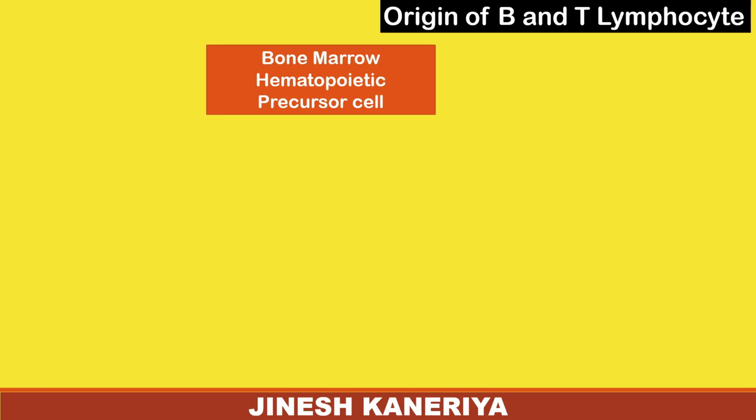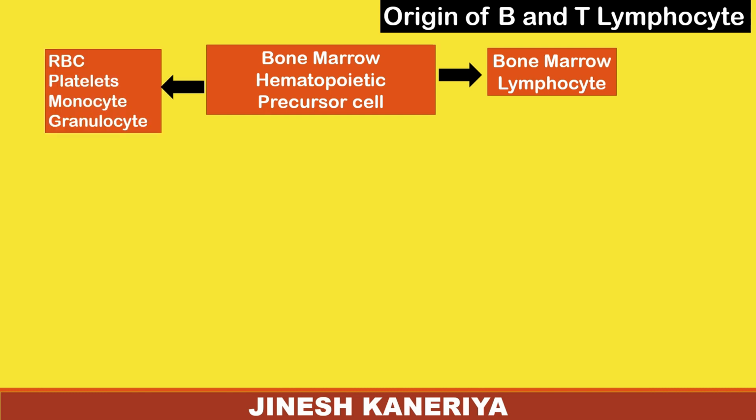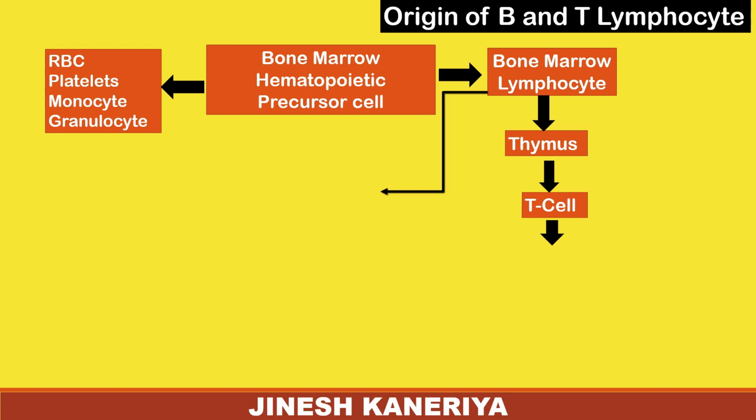B and T lymphocytes originate from the bone marrow hematopoietic precursor cells, and they develop into lymphocytes, RBCs, platelets, monocytes or granulocytes. So this is the classification of the bone marrow cells. Lymphocytes generated in the thymus are related to the T cell, or lymphocytes are generated as the B cell.